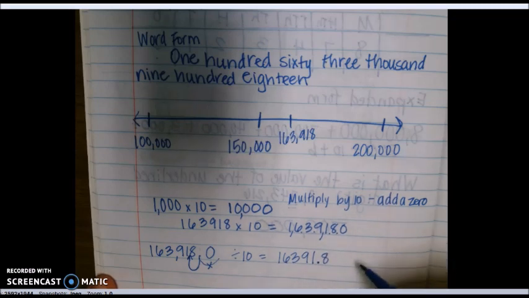So when you divide by 10, the decimal point moves one place to the left.